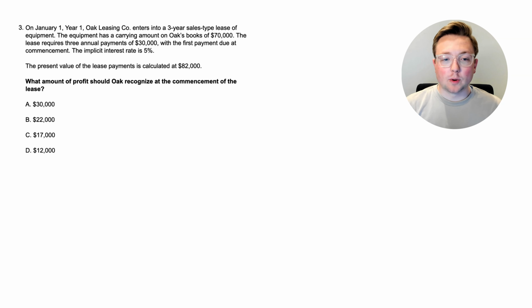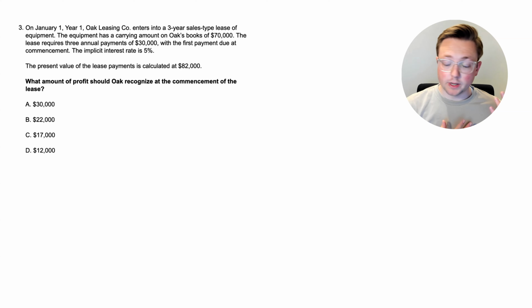All right, here we are at question 3. What amount of profit should Oak recognize at the commencement of the lease? Let's go to the top. On January 1st, year 1, Oak Leasing Co. enters into a 3-year sales type lease of equipment. The equipment has a carrying amount on Oak's books of $70,000. The lease requires 3 annual payments of $30,000 with the first payment due at commencement. The implicit interest rate is 5%. The present value of the lease payments is calculated at $82,000.